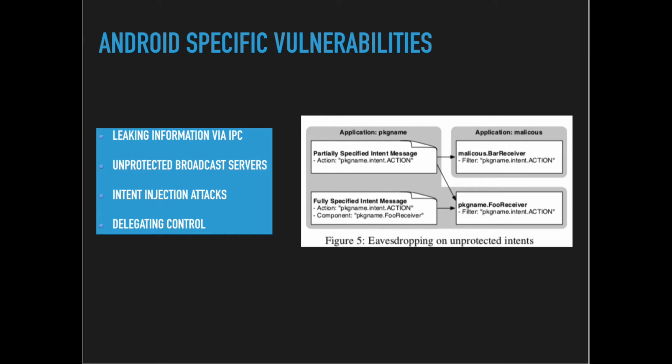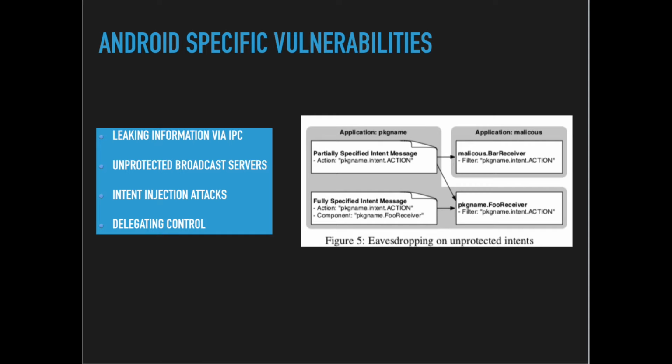Now we will talk about Android-specific vulnerabilities. The first one is leaking information via IPC. The image to the right shows how any application can receive intent broadcasts that do not specify the target component or protect the broadcast with permission. This is unsafe if the intent contains sensitive information. About 8.4% of applications have such intent and install shortcuts to the home screen.